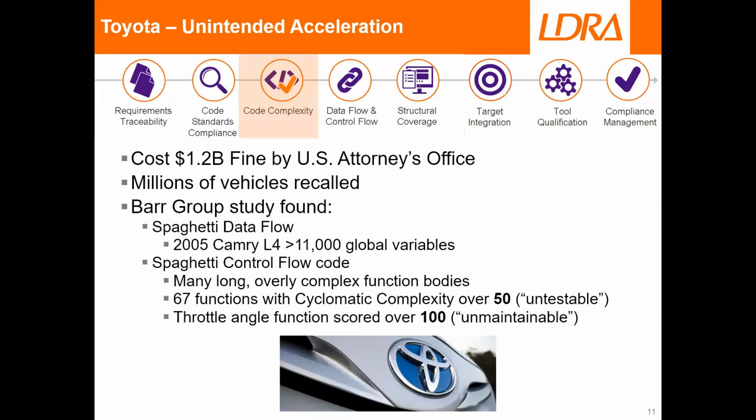global variables, and that's not a small number at all, 11,000. The control flow analysis showed that there were 67 functions with a cyclomatic complexity of over 50. And the throttle angle function scored over 100. Again, anything over 50 is considered to be really complex and high-risk code.